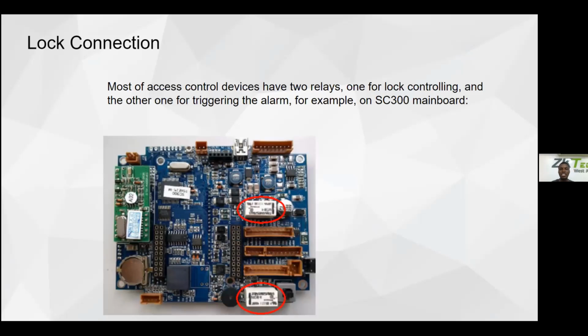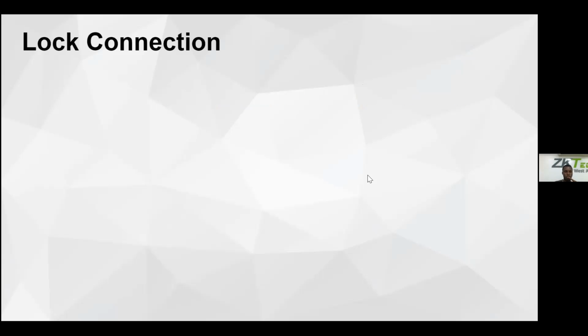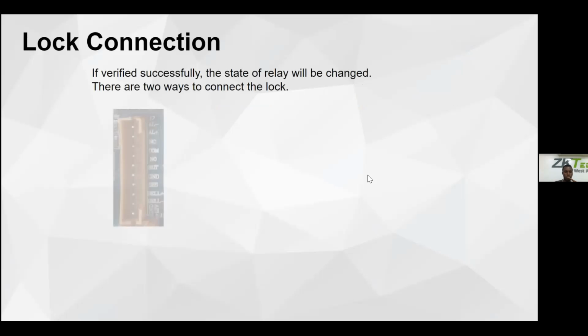Most access control devices have two relays, one for lock controlling and the other for triggering the alarm. For example, on our SC300 mainboard, we have one relay that controls the lock, and then we have the other one that controls the alarm. So these are all examples. Now, if verified successfully, the state of the relay will change.